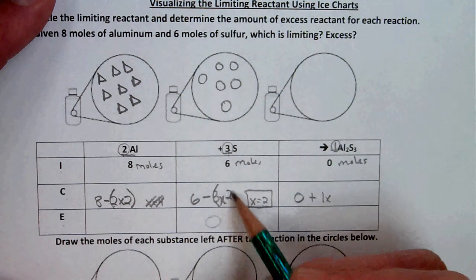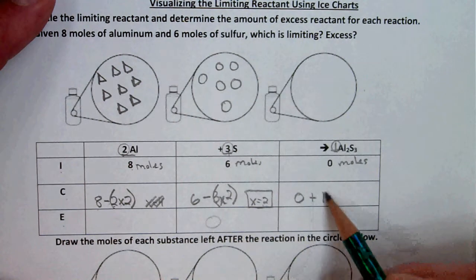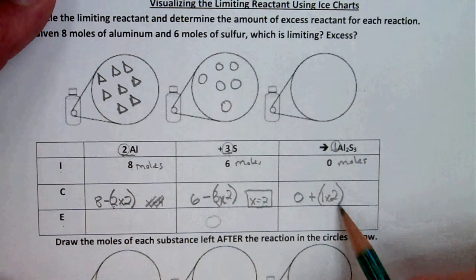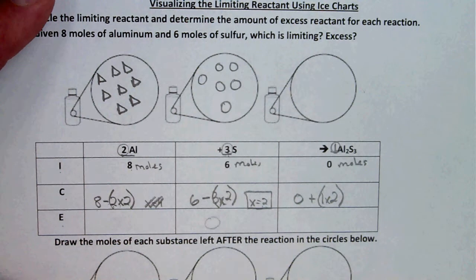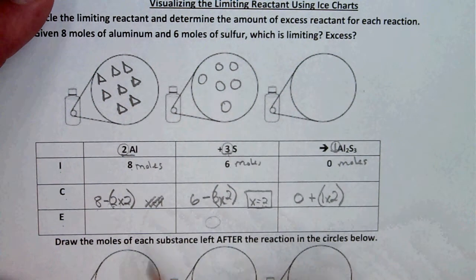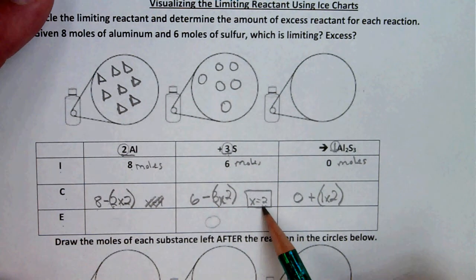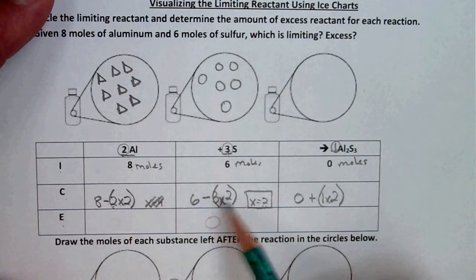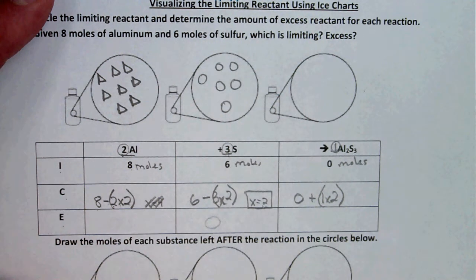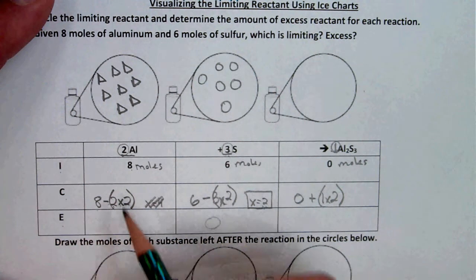6 minus 3 times 2. 0 plus 1 times 2. So you can see what I did is I chose the smaller value of x because I know that sulfur is going to run out first because its value for x is lower. And then I substituted x with that number, 2. And now I'm going to finish my subtraction.